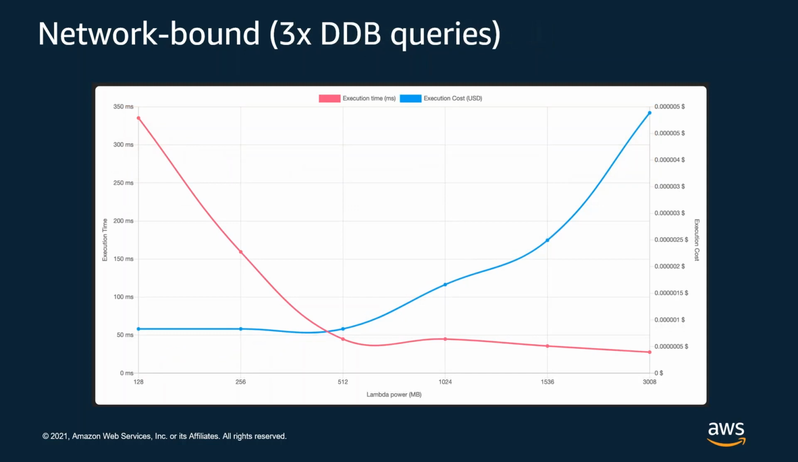Here's another network-bound function that makes 3 DynamoDB queries. And until 512 meg, the cost decreases, and then the cost starts to increase at 1 gig. Now, performance gets much better at 3 gig. It's 60% faster, but 6 times more expensive. And so in this case, 512 meg is a good trade-off between cost and speed.